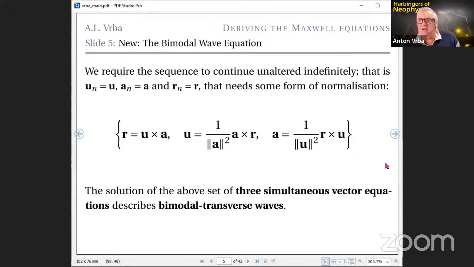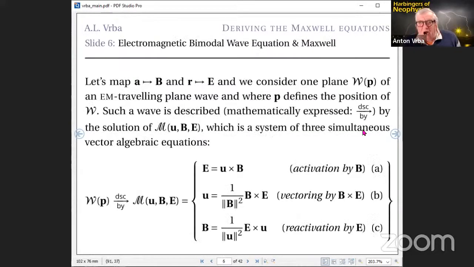So this is the innovation that I'm presenting here today. It's very simple, as such.